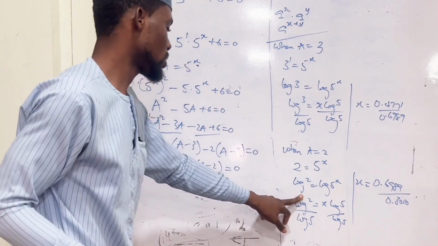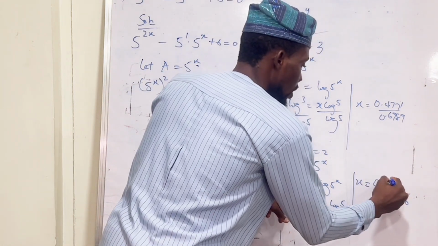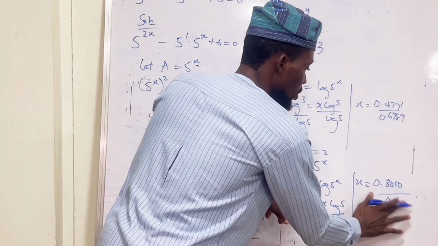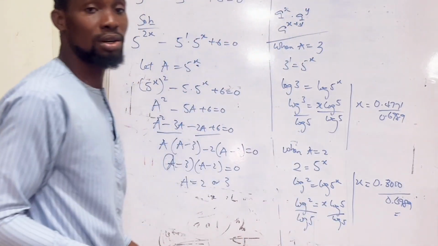Log 2, sorry, it should be the opposite: 0.3010 over 0.6989. And whatever you get is your final answer.